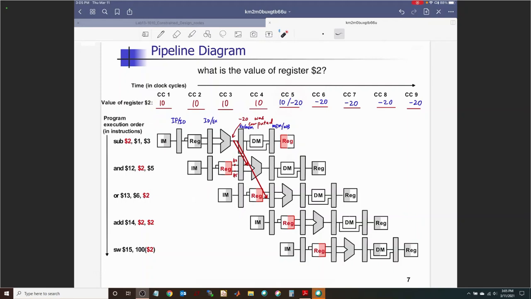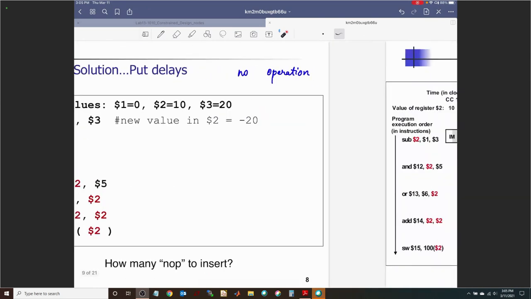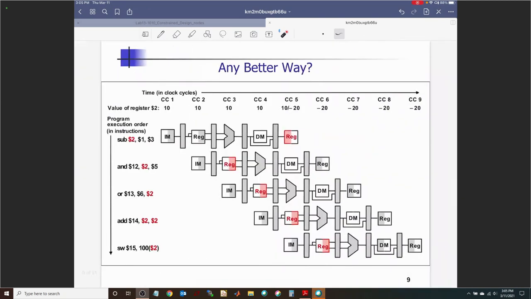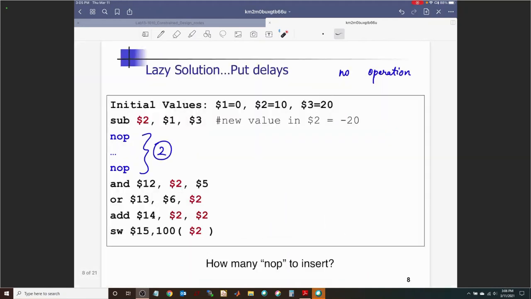All right, let's move on. So that lazy solution of inserting NOPs is, you know, pretty easy to do. But how do you identify where to do it? The simplest way to identify it is: is the destination register being used in the next two instructions? If it is not, then no need for NOP. If it is, then you need to push it down by two.